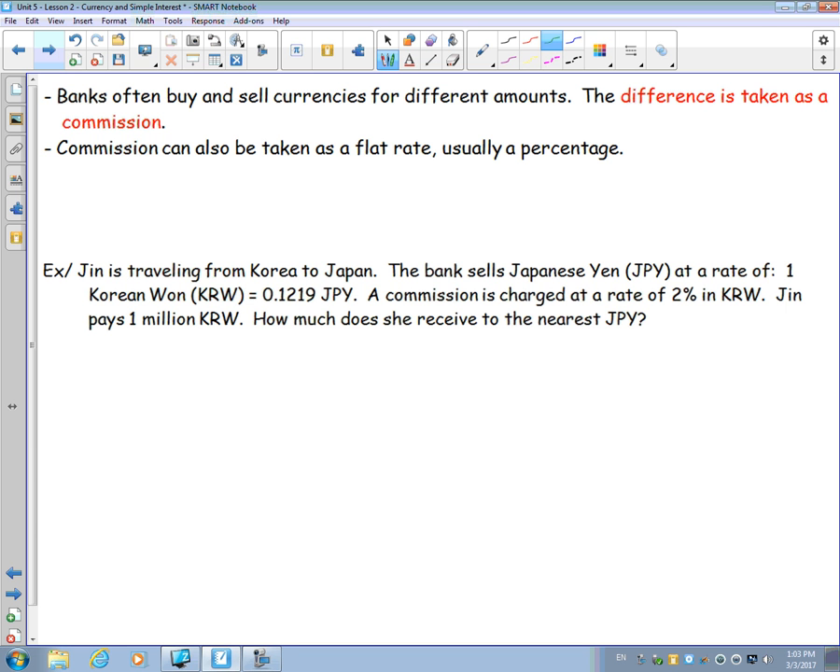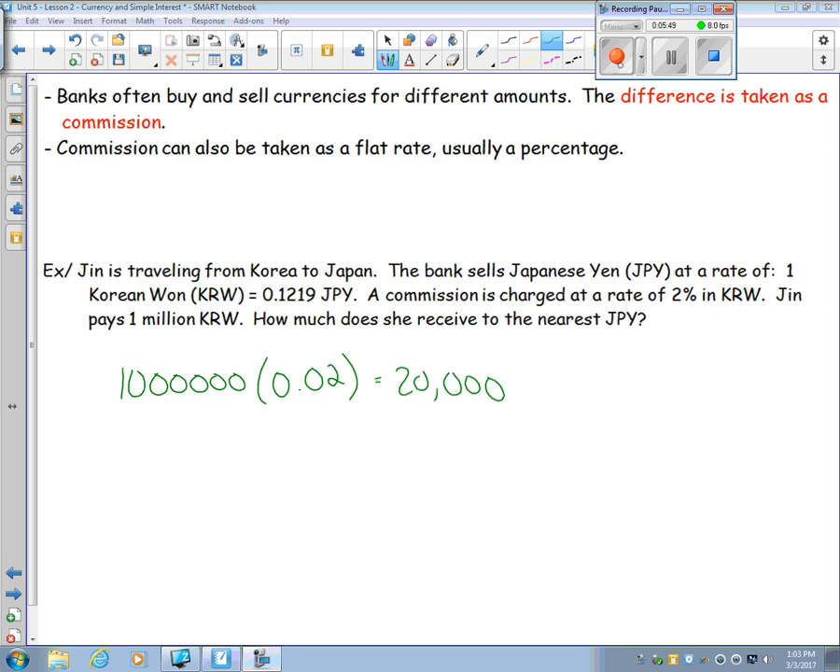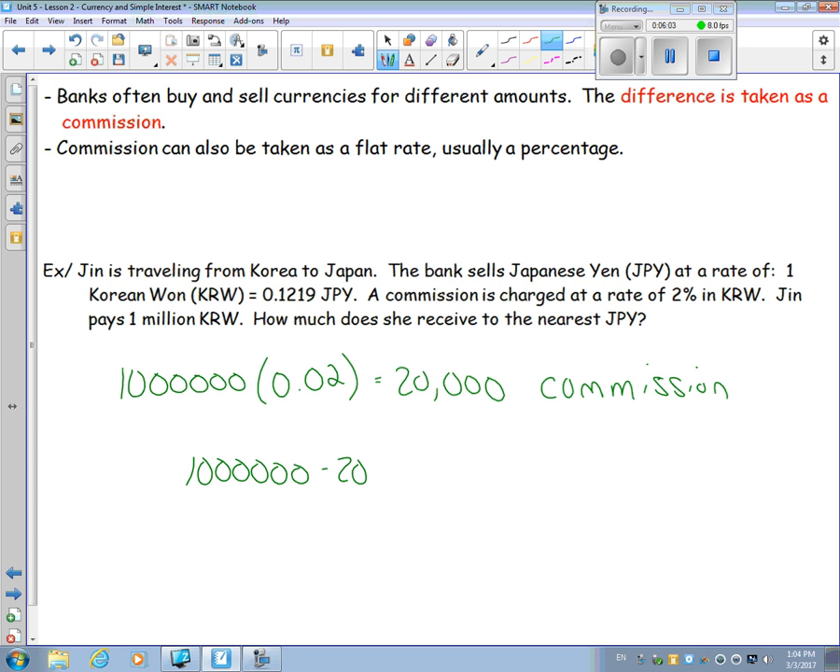Well, she's got 1 million Korean won, but she has to pay the bank right off the top 2%. So as a decimal, 0.02. That's going to give us 20,000. That's the money she's losing. This is our commission. So what is she actually converting? She's converting the difference between those. She's actually taking her 1 million, losing our 20,000. We're converting 980,000 Korean won. So how much is she going to receive?